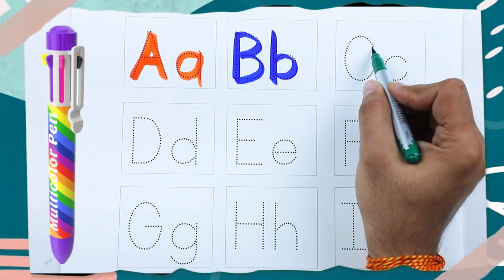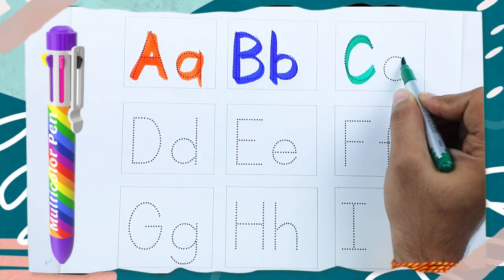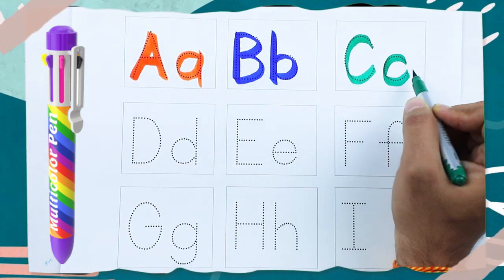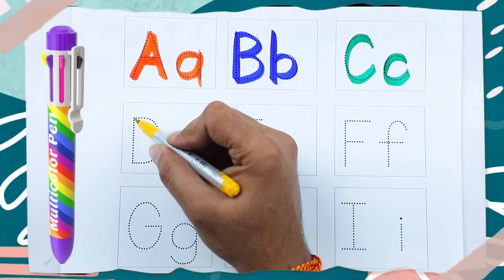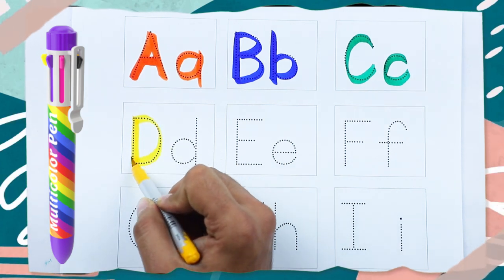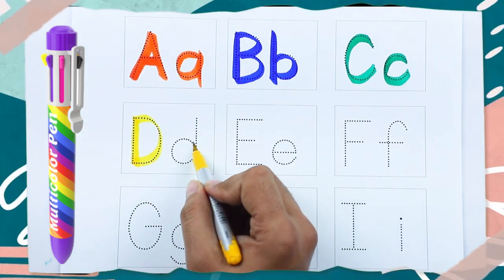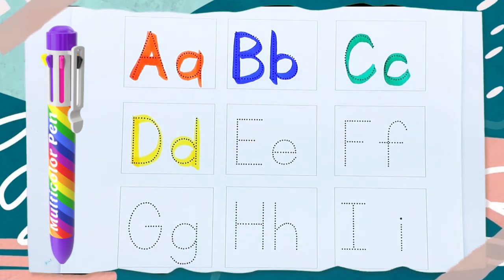Green color, capital C. Green color, small c. C for cat. Yellow color, D. D for dog. Yellow color, small d. D for dog.